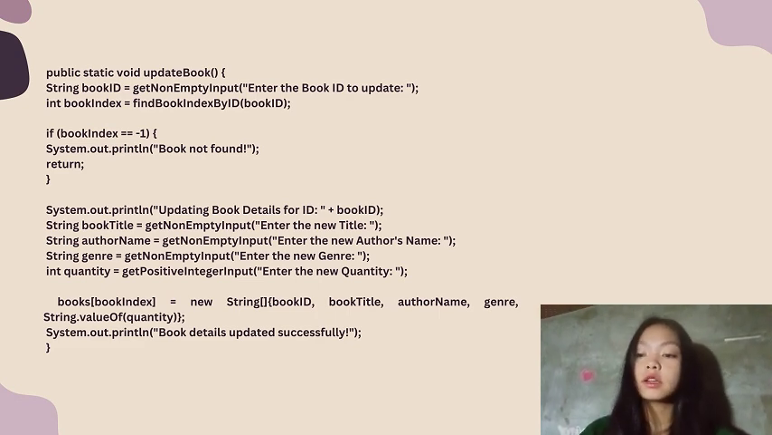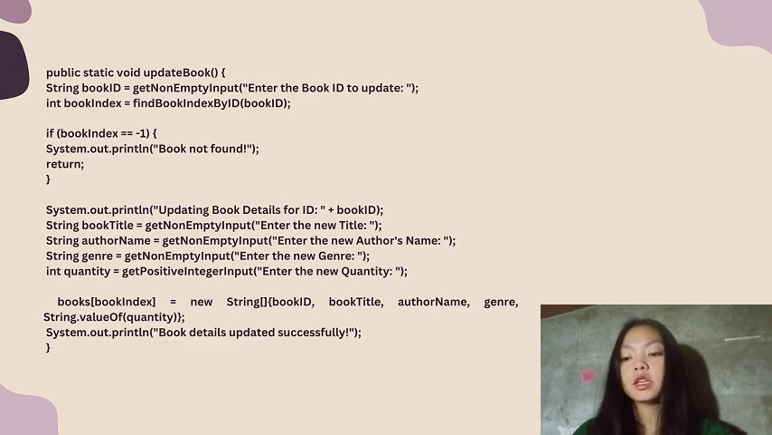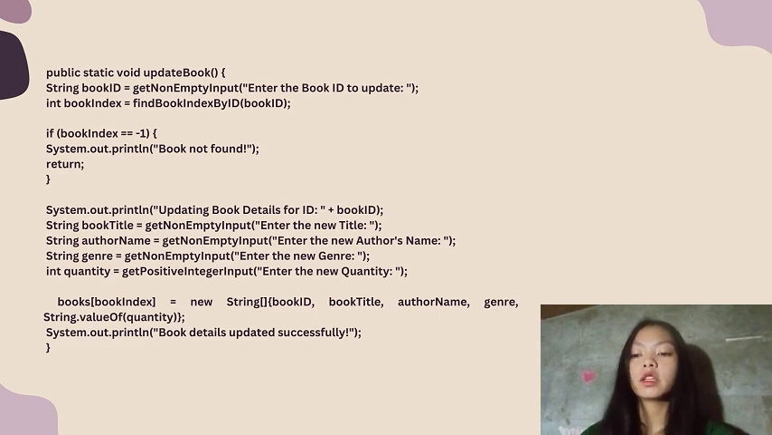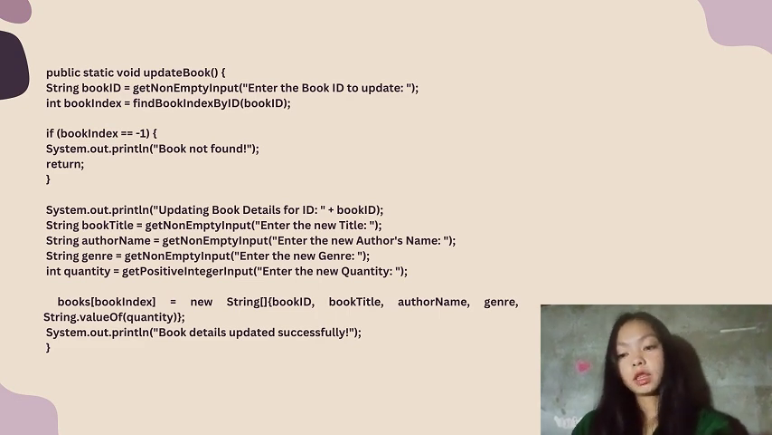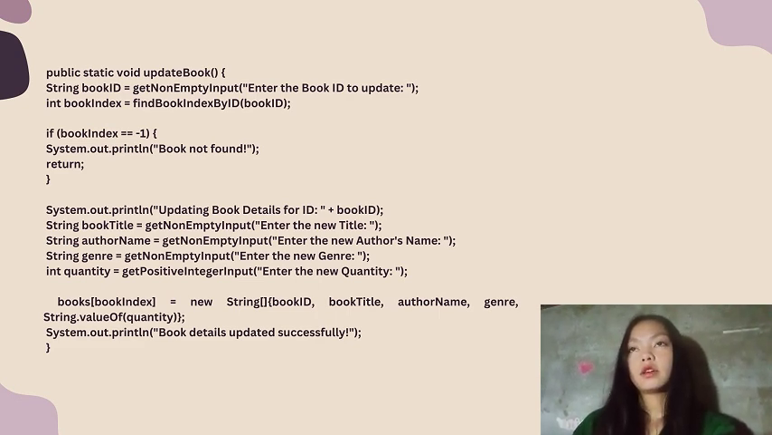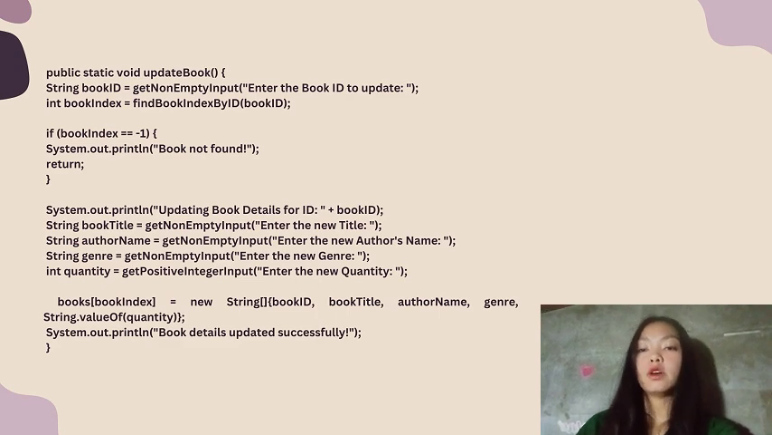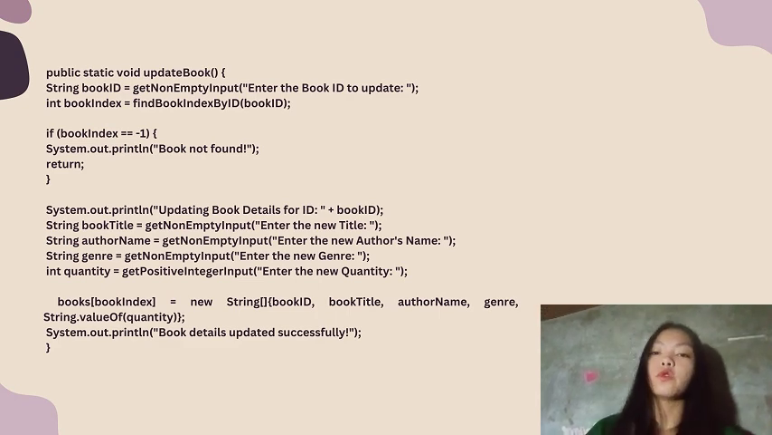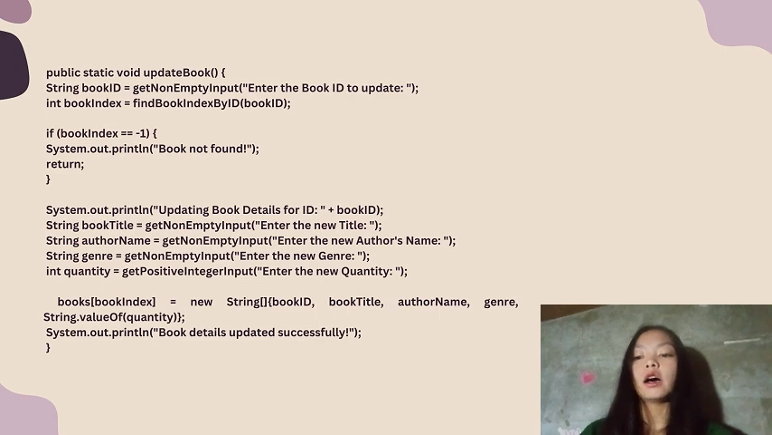So if we use a string when searching for the quantity, we will convert it using string value of quantity. If it is an int, we can use it as int value of quantity. Finally and lastly, a message stating book details updated successfully.